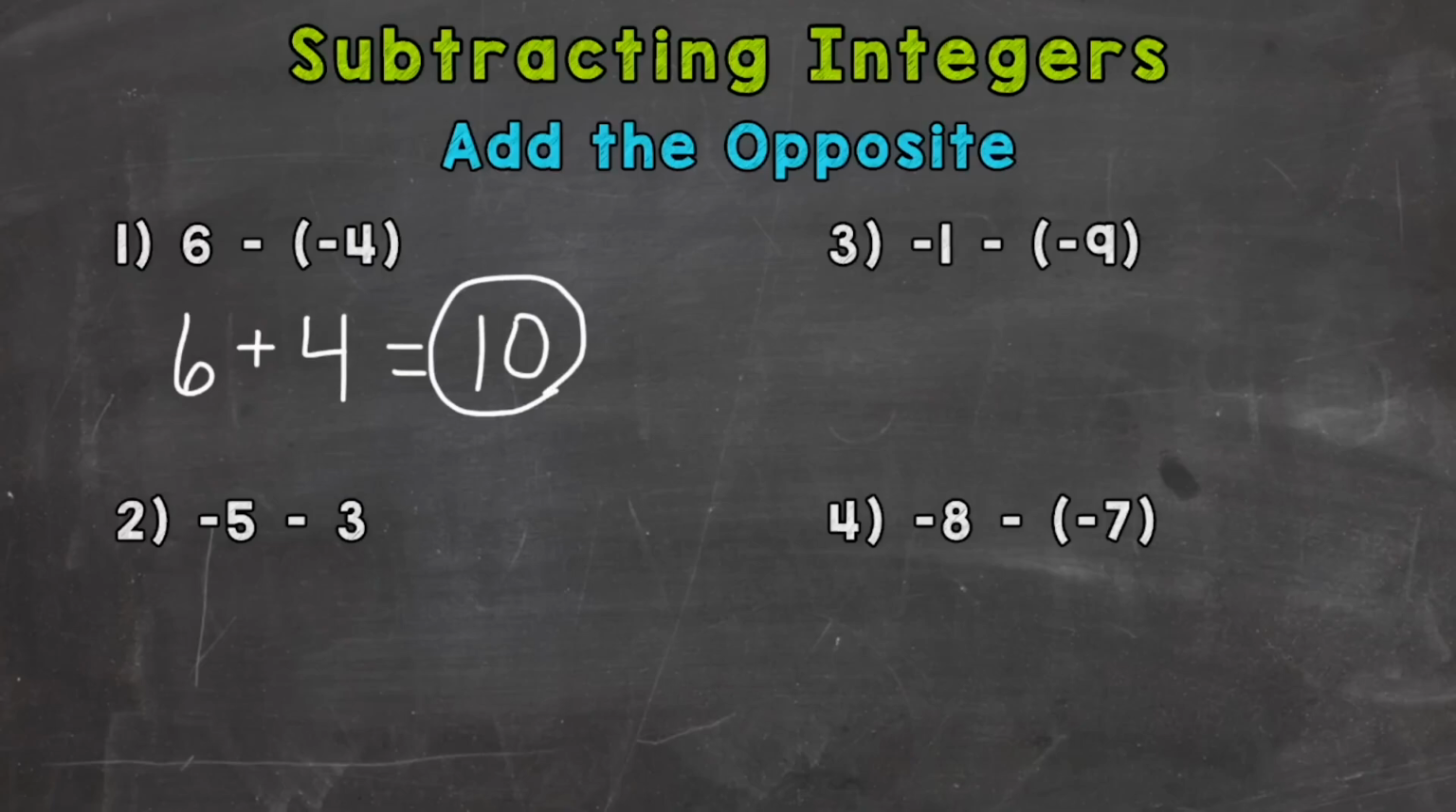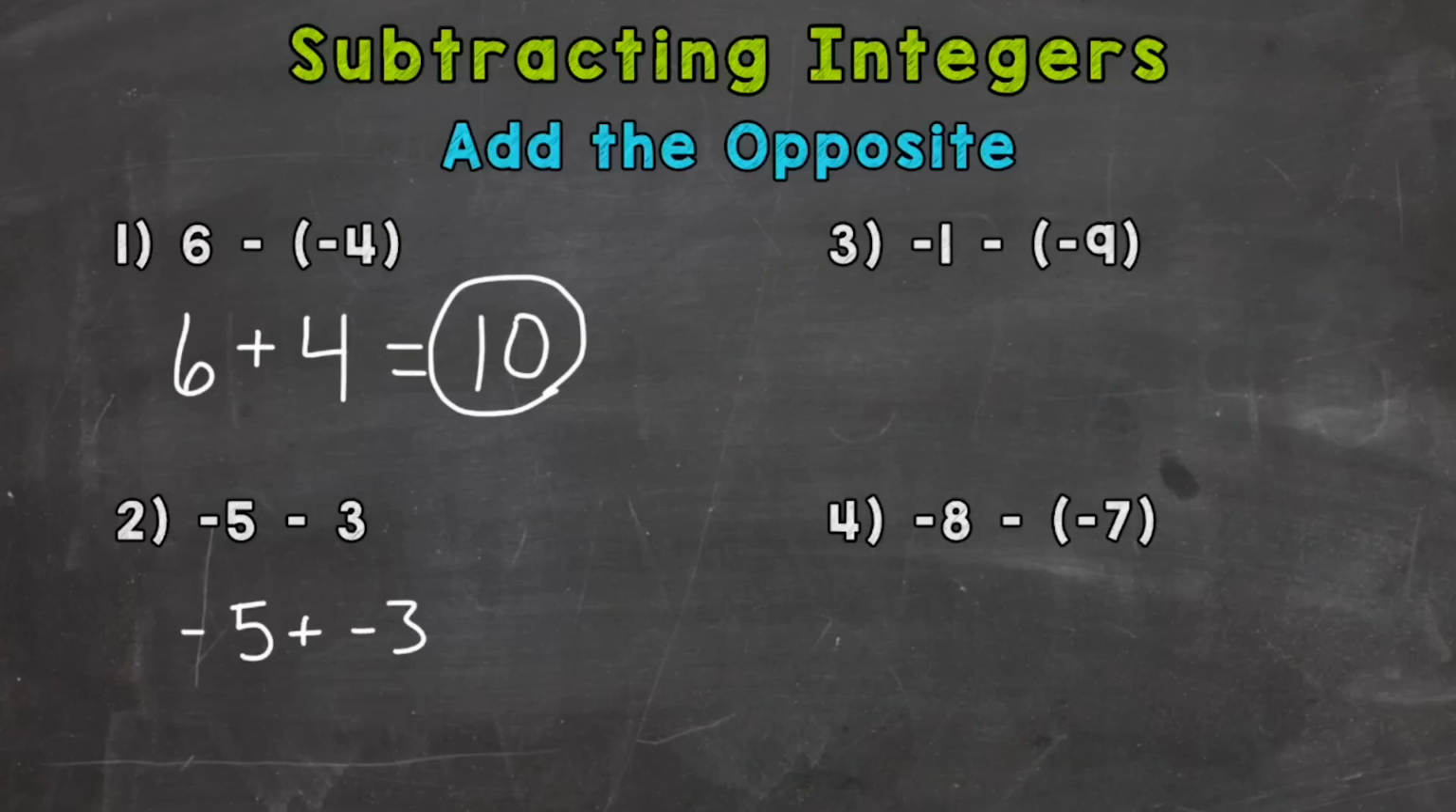Don't be confused with this process. It seems incorrect, but it is correct. By definition, subtracting integers means add the opposite. So adding the opposite of negative 4, which is 4, to positive 6 will give us positive 10. That's all. The second one, negative 5 minus negative 3.